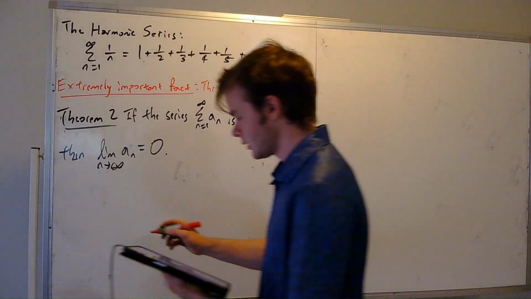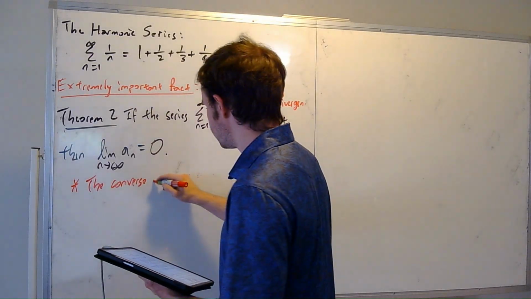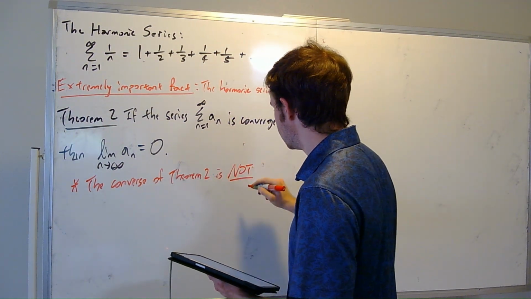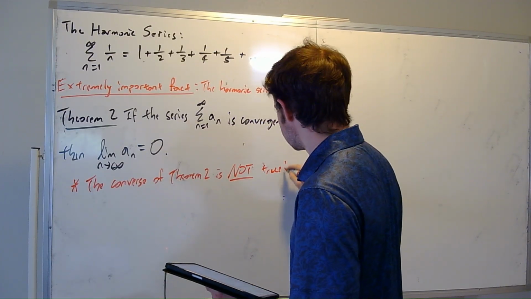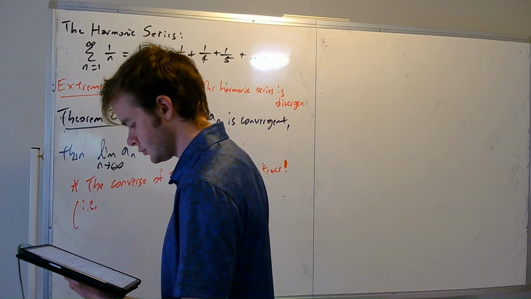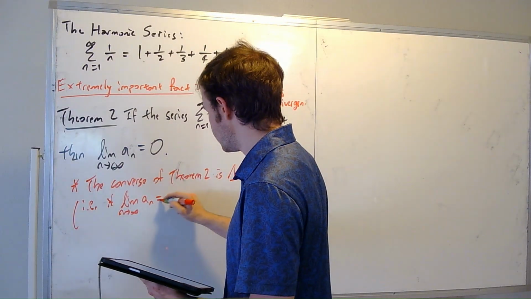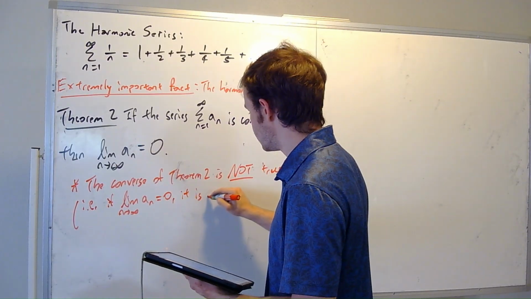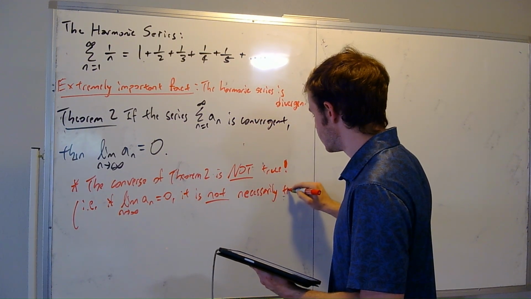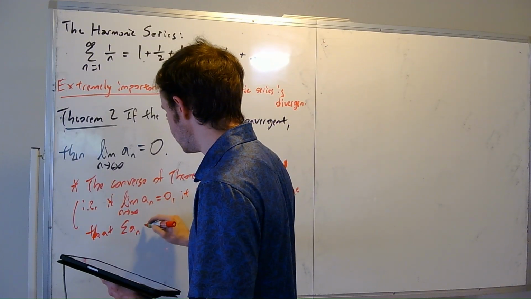So I'll write here the converse of theorem 2 is not true! i.e. if the limit as n goes to infinity of an is equal to 0, it is not necessarily true that the sum of all these guys converges.